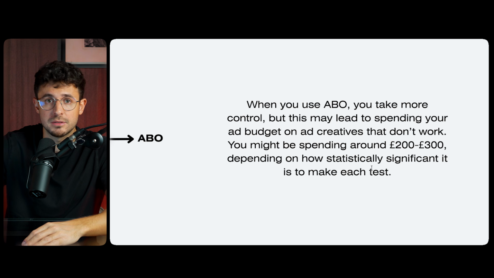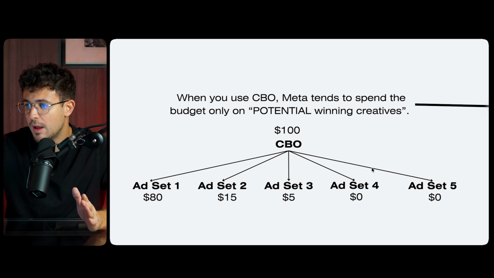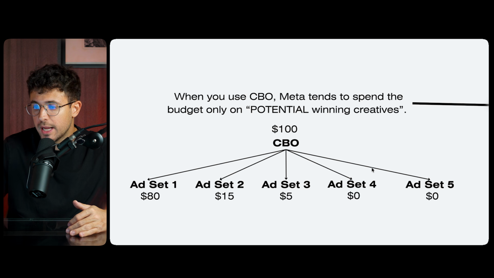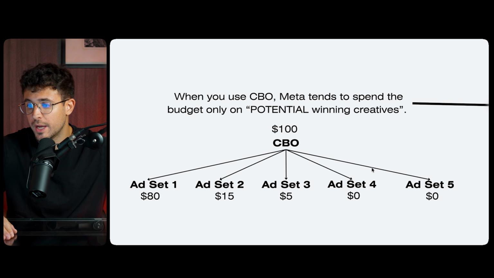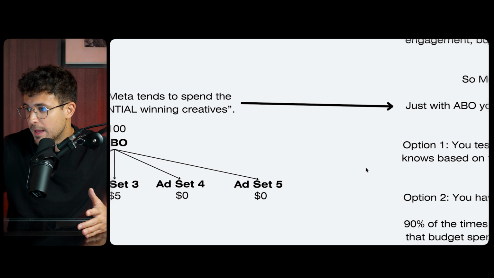And in the CBO setup instead, it's much easier and more straightforward, because when you use a CBO, Meta tends to spend the budget only on potential winning creatives. So you have different ad sets, and Meta spends most of the budget on 1 or 2 ad sets, while the others usually don't get any spend.